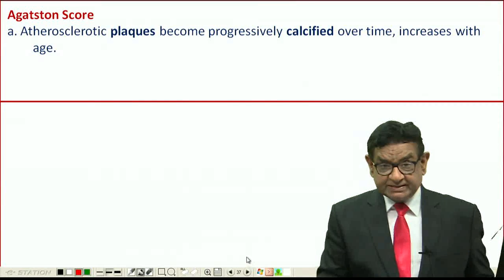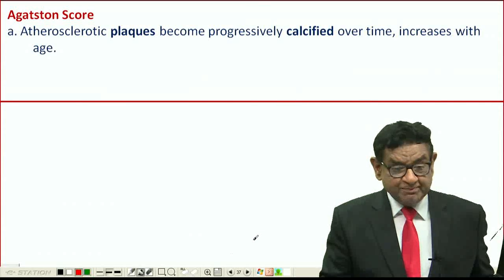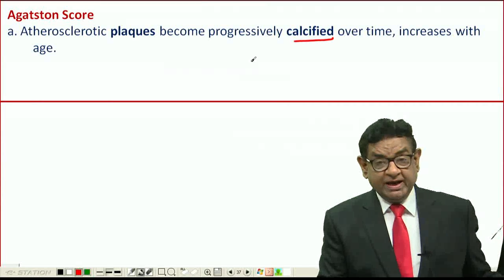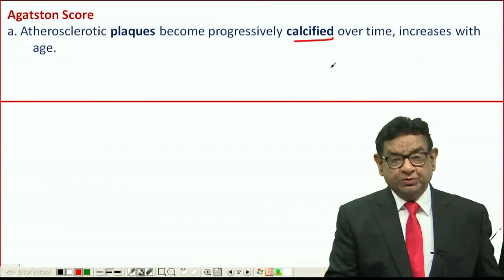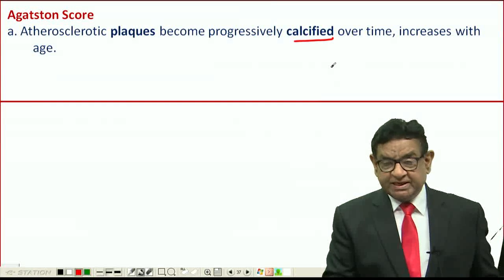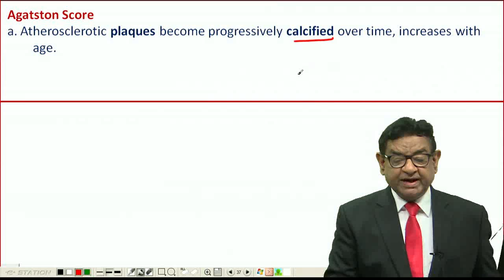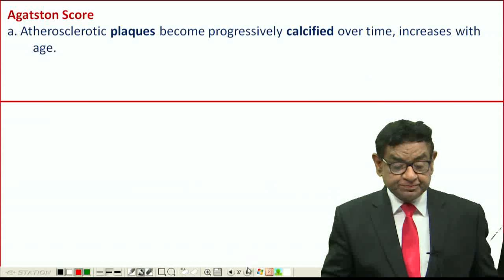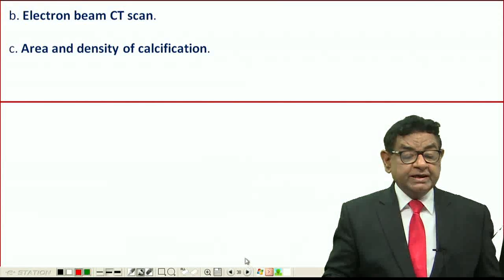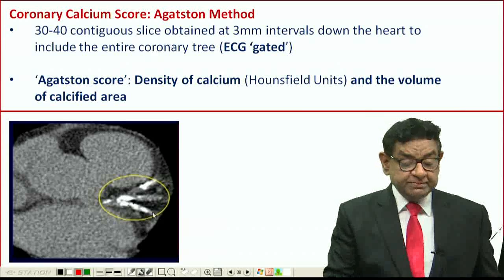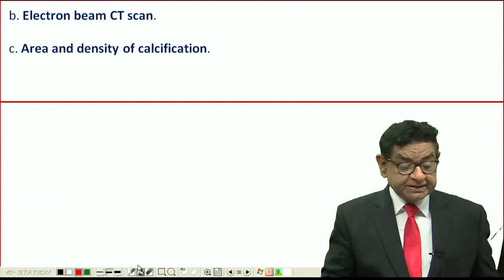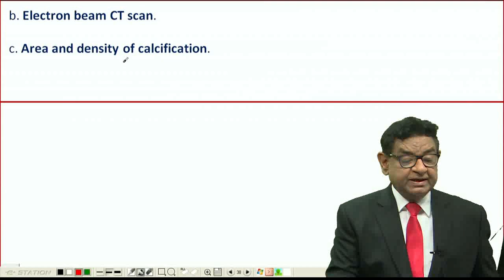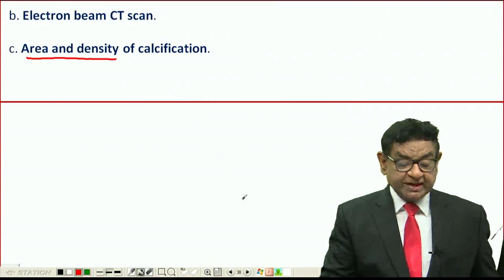Now the new concept, the Agatston score, is very, very important from the exam point of view. We see the calcification of the plaque. Okay, if you can recall lecture number 1, I told you that in the non-reversible state of atherosclerosis, the plaque is calcified, and this we calculate by the Agatston score. And this we can detect by electron beam CT scan. We do electron beam CT scan, and we can see how much artery plaque is calcified. And it tells you the area and density of the calcification.